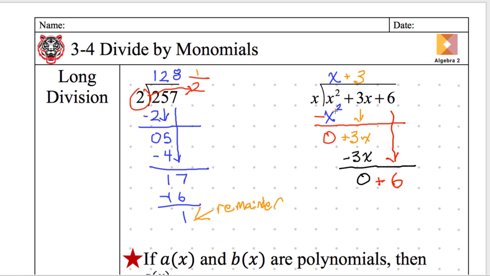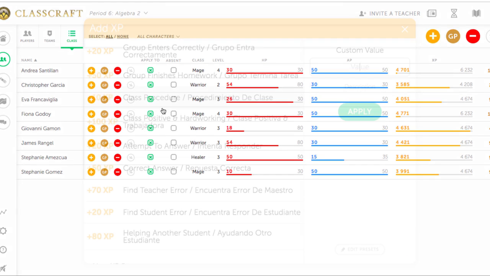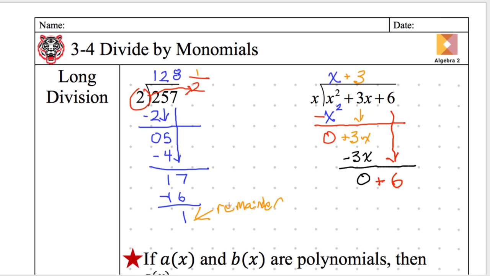Beautiful question. How many times does x go into 6? I will leave that question up to the class. That was a beautiful question by Eva. How many times does x go into 6? 7. Gio, you got it for us? X times right here.